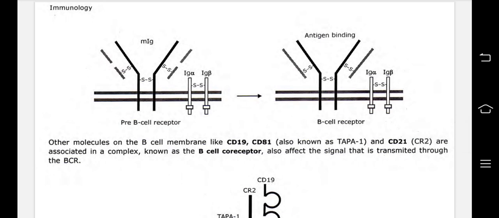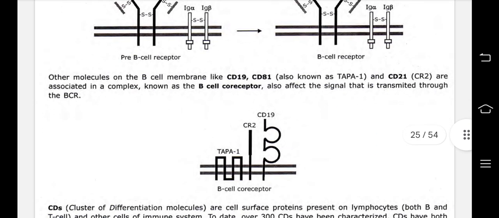Pre-B cell receptor. Other molecules on the B cell membrane, like CD19, CD81, also known as TAPA1, and CD21, CR2, are associated in a complex known as B cell co-receptor, which also affects the signal that is transmitted through the BCR.